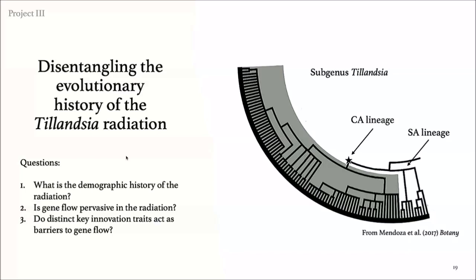For example, do we find any demographic changes? Is that an important aspect of this radiation? Is gene flow an important aspect of this radiation? How pervasive is it? Do the key innovation traits actually act as a form of species barrier? Those are the questions we are trying to address in this project.